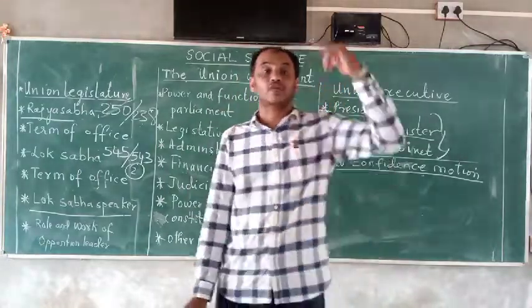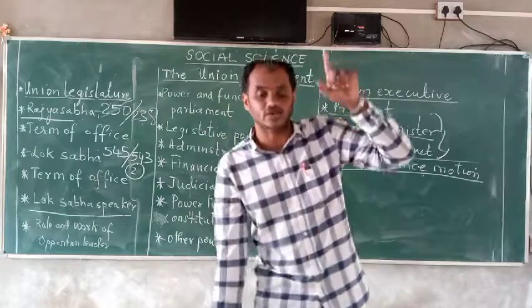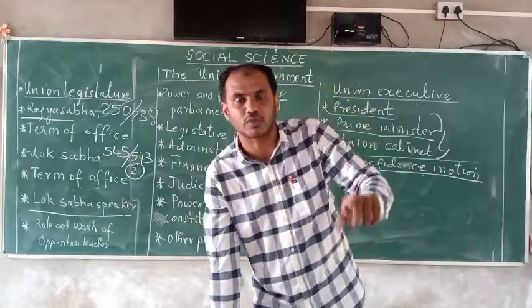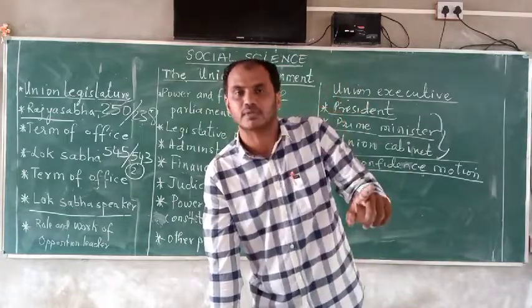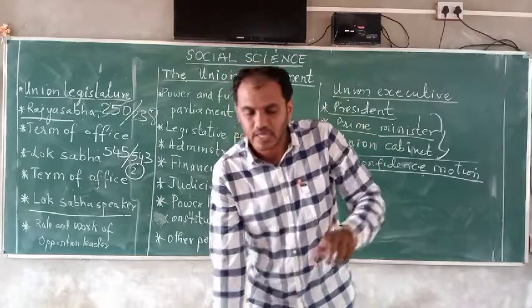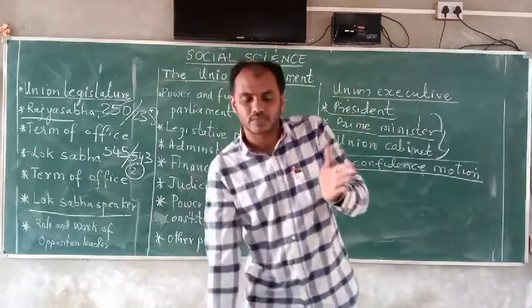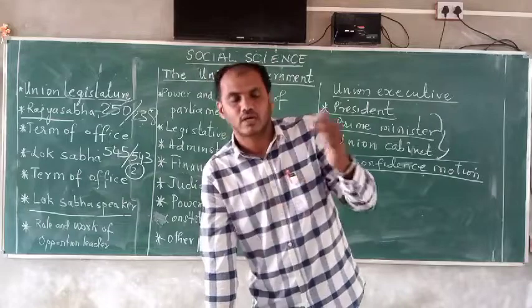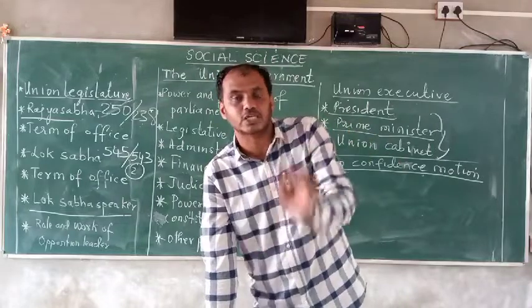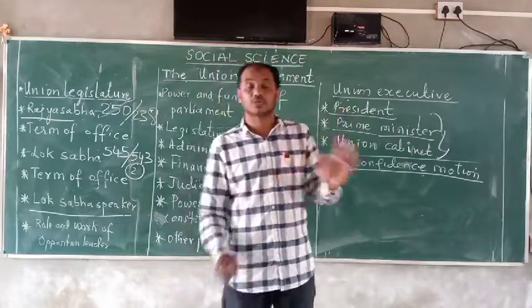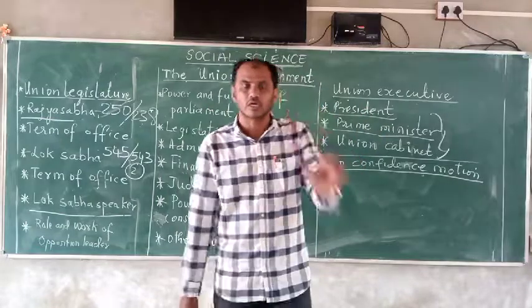So next, head of the government. The Prime Minister is the head of the government. The Prime Minister is responsible for all the actions of the government. He coordinates the activities of the various ministers. Means he is the person responsible for each and everything of the government.